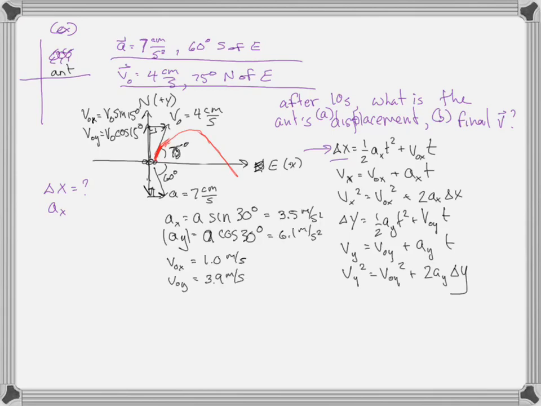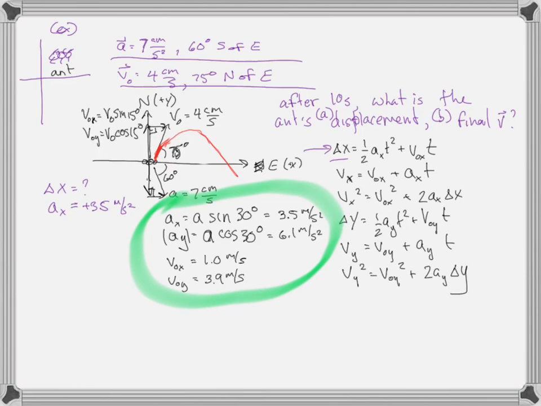Okay, I've gone ahead and written out the components, giving you the numbers for the components, and we just have to pay attention to the directions when we write down their values for the equations. So a sub x is equal to plus 3.5 meters per second squared. t is equal to 10 seconds. We're asking what happens after 10 seconds. v0x is equal to 1 meter per second.